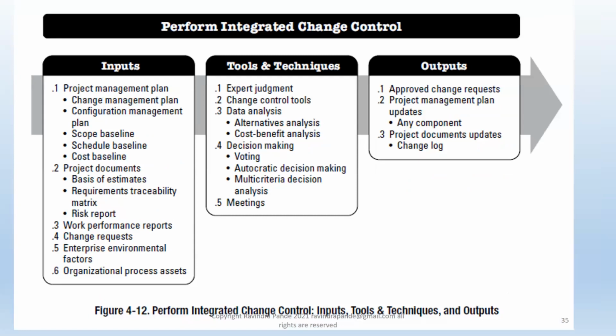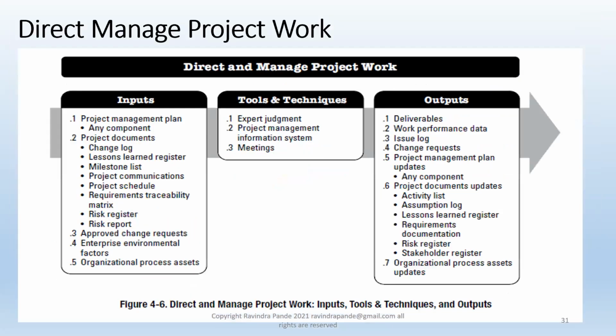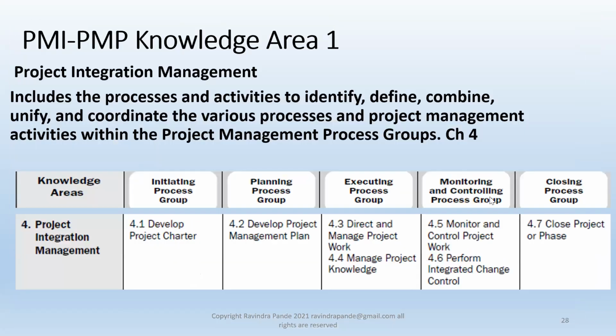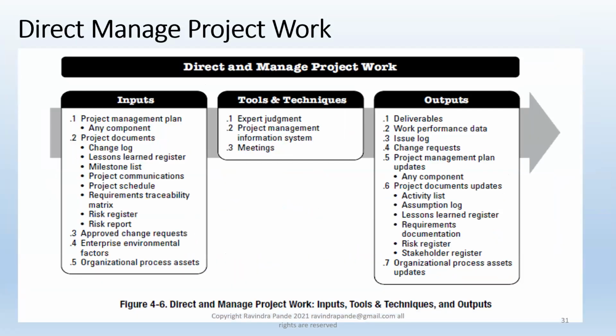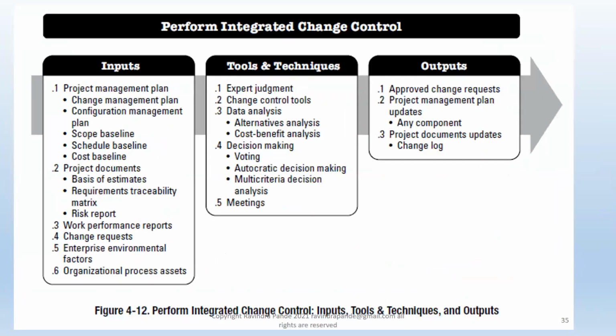Perform integrated change control. This falls under the monitoring and controlling process group, where we continuously monitor and enhance our project organizations to make sure we adapt to policies and processes continuously. This is what we call continuous integration, or continuous improvement, continuous evolution as well. Okay, now let's try to understand it from the input, tools and techniques, and output perspectives.